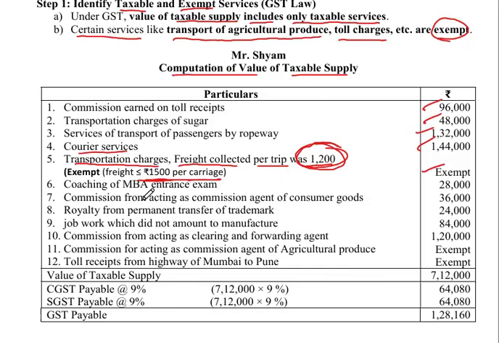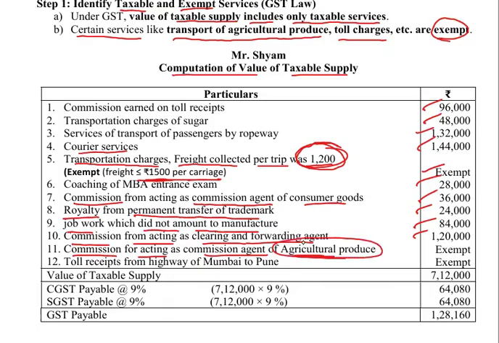Next one, coaching of MBA entrance exam is taxable. Next one, commission of acting as commission agent of consumer goods, taxable. Royalties from the permanent transfer of trademarks is taxable. Job work which did not amount to manufacture, taxable. Commission for acting as clearing and forwarding agent, taxable. Commission for acting as commission agent of agricultural produce, important word, agriculture produce, it is exempt. Okay, it is exempt. Keep this in mind.